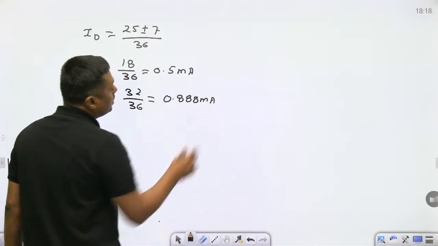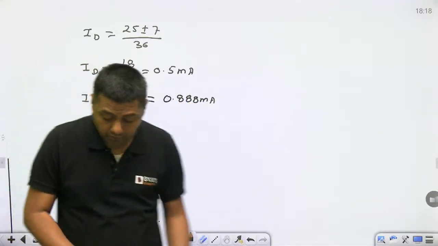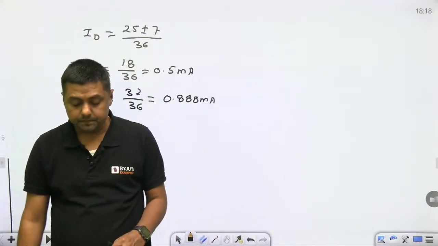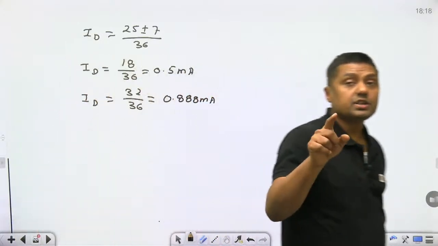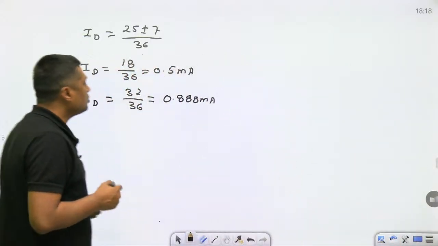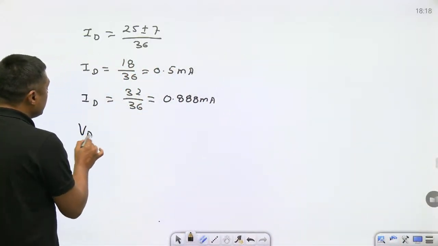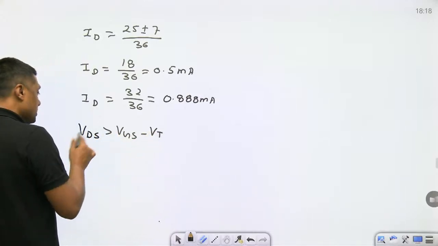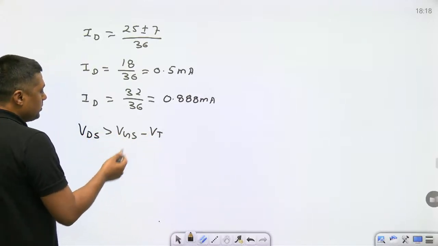Milliampere. Now which one is correct? Because you have assumed that it is in which region? Saturation region. So for the saturation region, what should be the value of VDS? It should be greater than VGS minus VT.